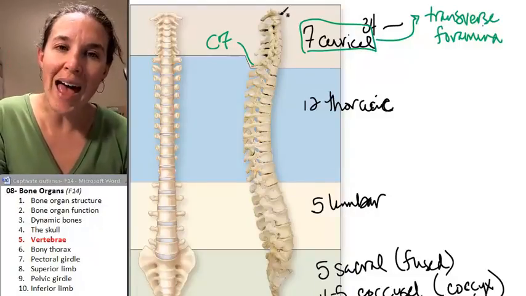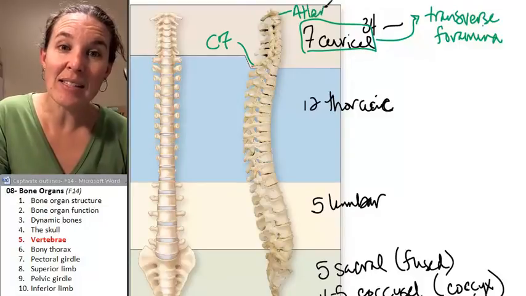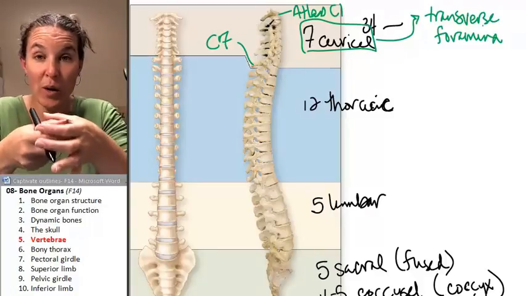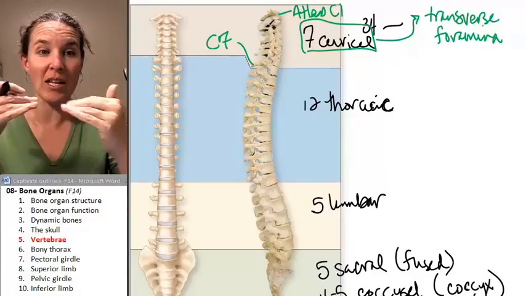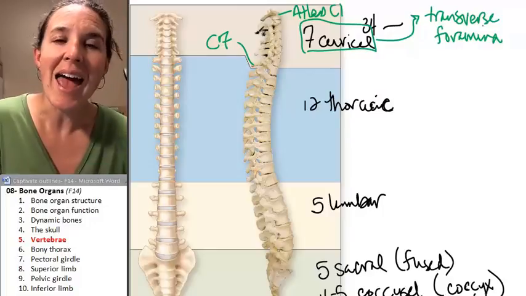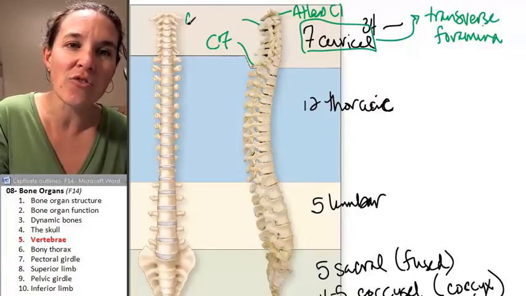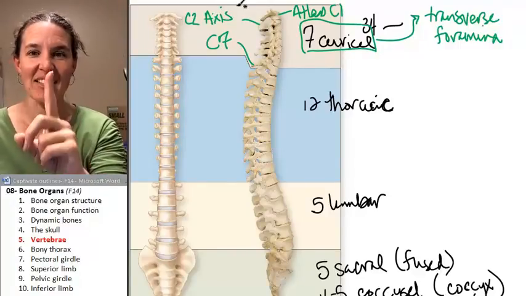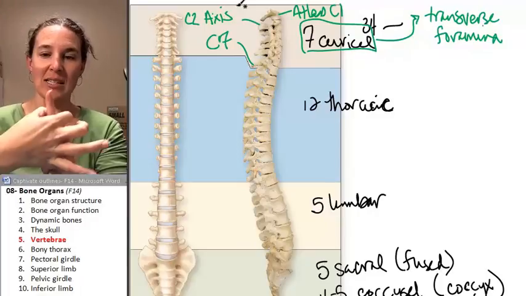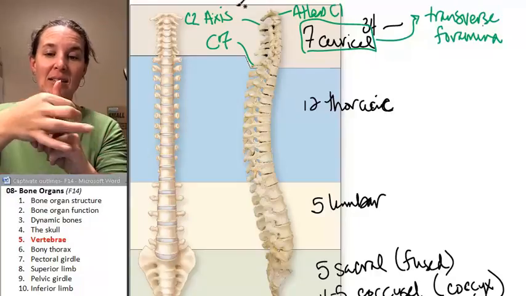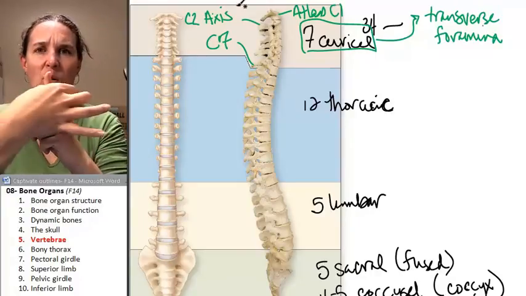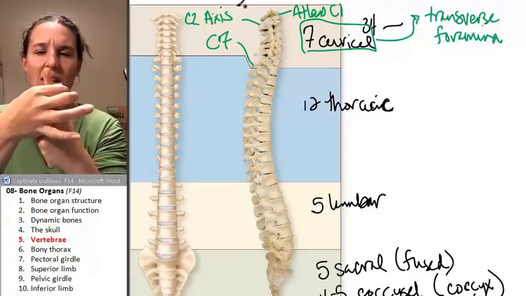You also have atlas. That's C1. And atlas is where the cranium sits. The occipital bone in your skull actually sits on C1, and there are articular processes there. And then you have C2, which is axis. And axis has an axis that sits straight up. So atlas comes and sits on top of that, and then your skull sits on top of that. And so atlas can rotate around axis.